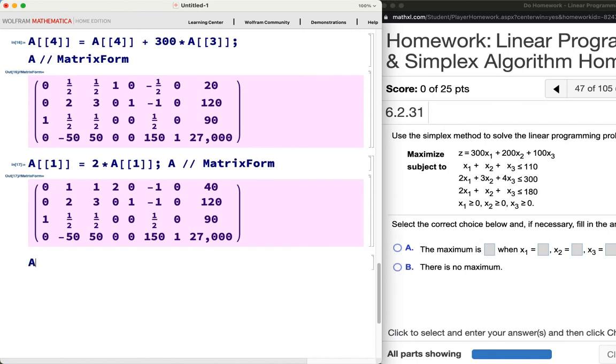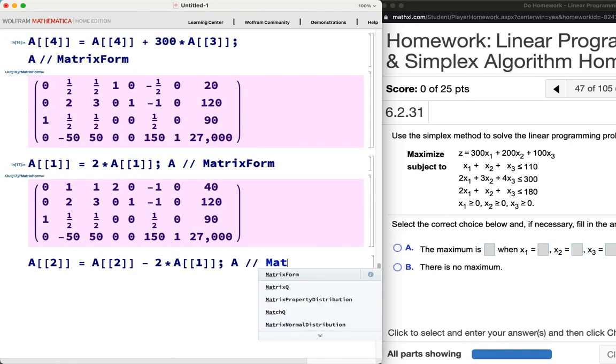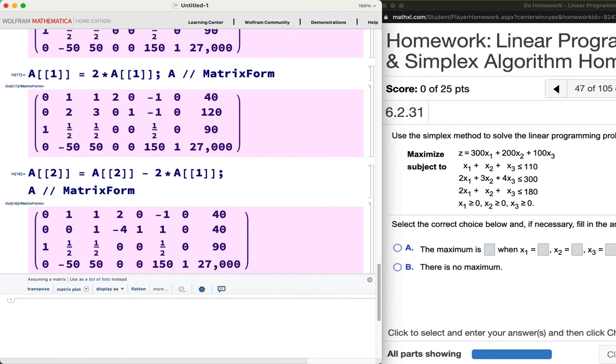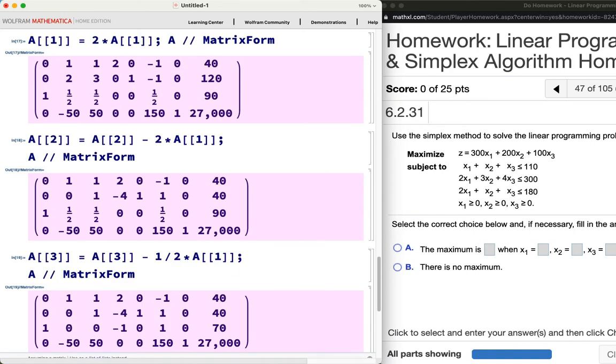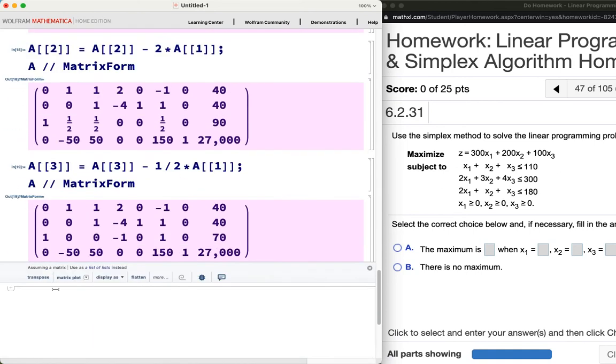Okay, so then the second row is equal to the second row minus 2 times the first row. Matrix form, okay. Do the same with the third row. The third row is equal to the third row minus 1/2 times the first row. Okay, and then finally the fourth row, which contains that negative 50 that we want to get rid of, is going to be the fourth row plus 50 times the first row.